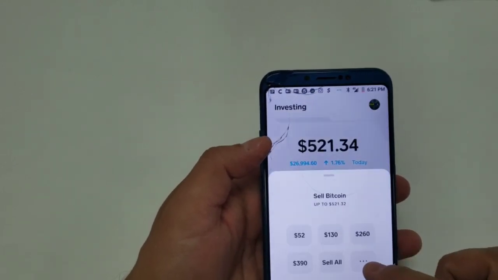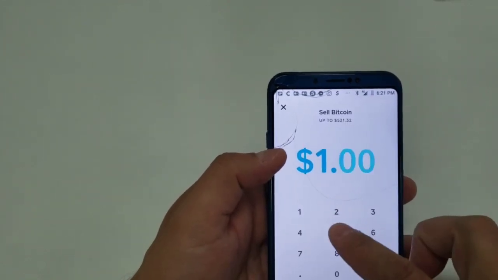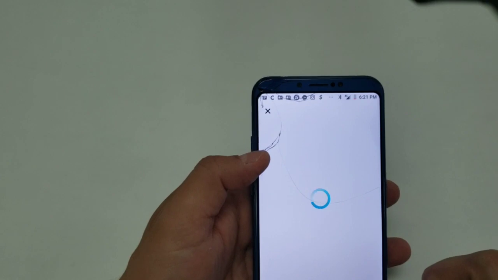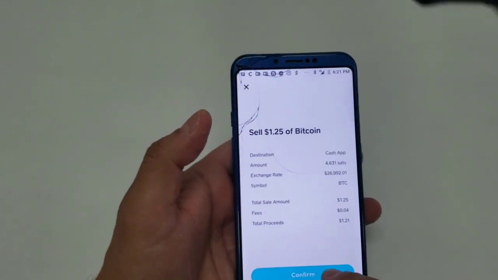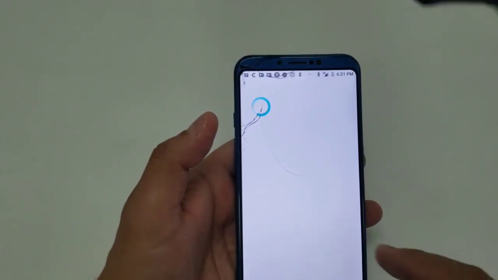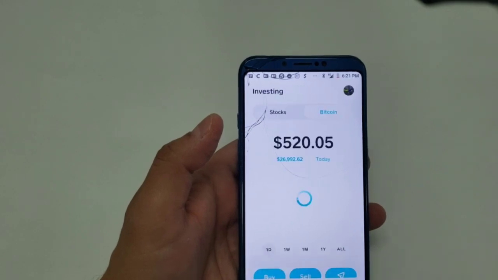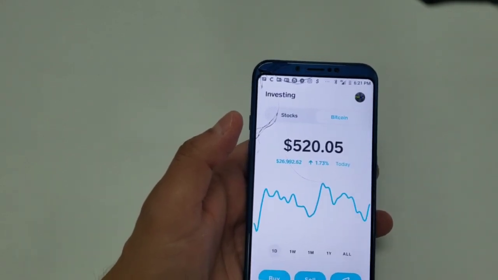I'm gonna sell this really quick. This is gonna be like a buck 25. It's no big deal. Come on, next. Put my passcode in. Okay, so I just sold $1.25 and it should be back down to 520. So let's see if it goes back up again. Okay, so I'm at 520.05.